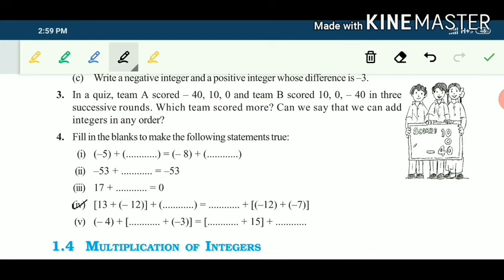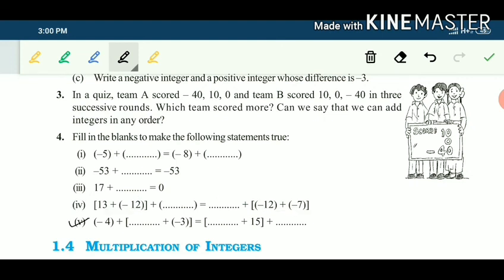In the fourth part, two integers are given in a square bracket and one integer is outside the bracket. On the right side, two integers are in a square bracket and one is outside the bracket. Addition of three integers is given. So which property is this? This is the associative property. Now on this side, 13 and minus 12; minus 7 is not there, so here is minus 7. And on the right side, here is 13. It is the associative property.